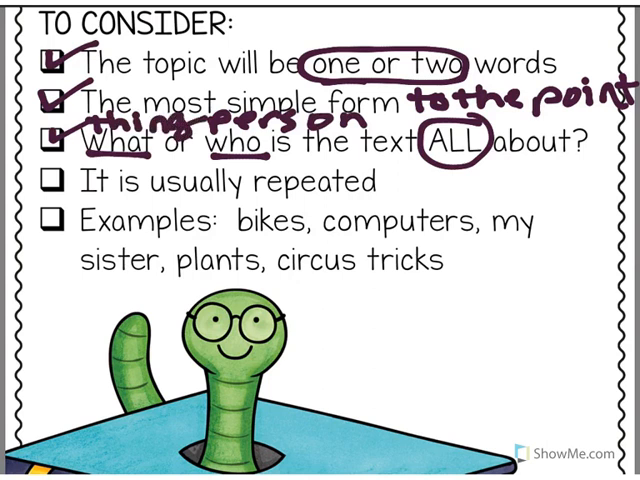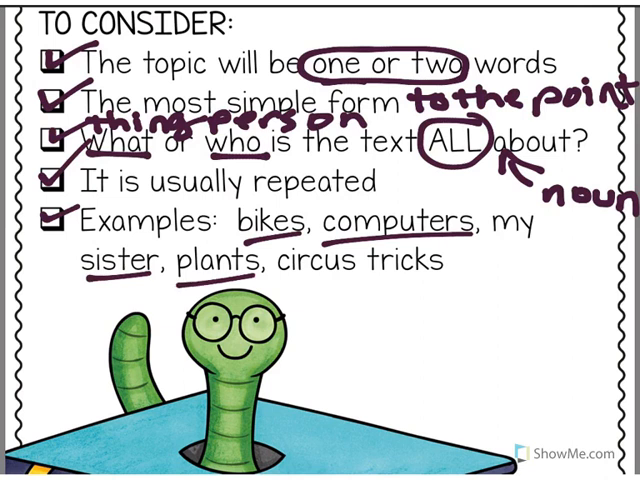They have to be nouns though. That's an important thing. They have to be a noun of some sort. And when you're thinking of a topic specifically, it's usually repeated. So it's a word that you see over and over and over again in text. So examples of topics might be bikes, computers, my sister, plants, circus tricks. I mean, the list can go on and on and on.